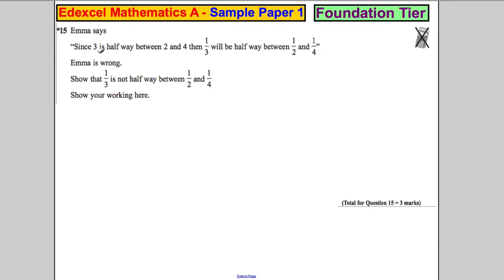Okay, so Emma says that since 3 is halfway between 2 and 4, a third will be halfway between a half and a quarter. Emma's wrong, show that a third is not halfway between these. I'm always tempted with these to draw a picture.